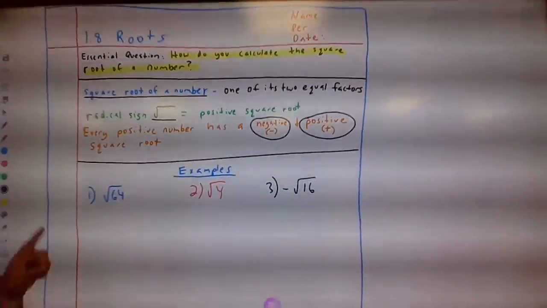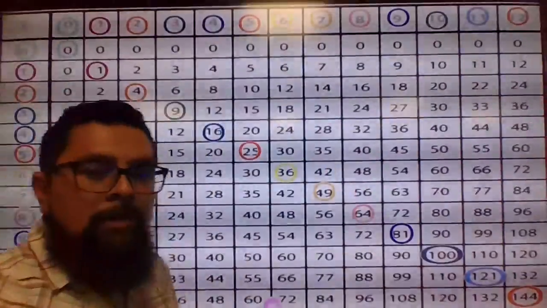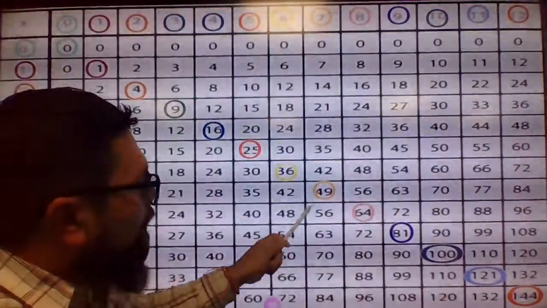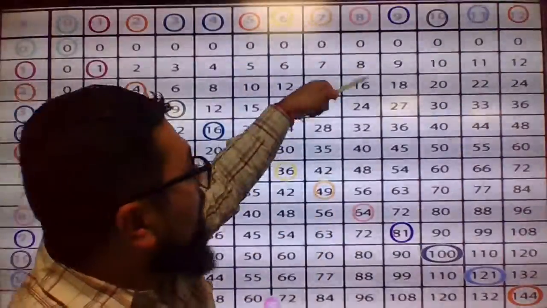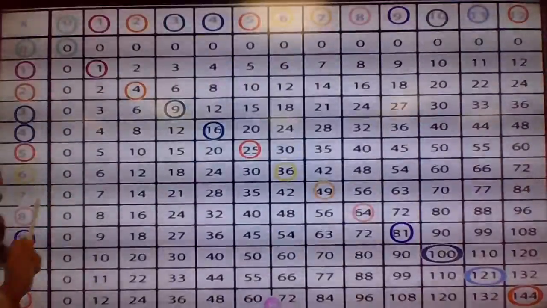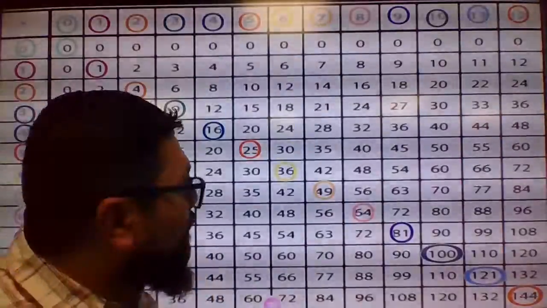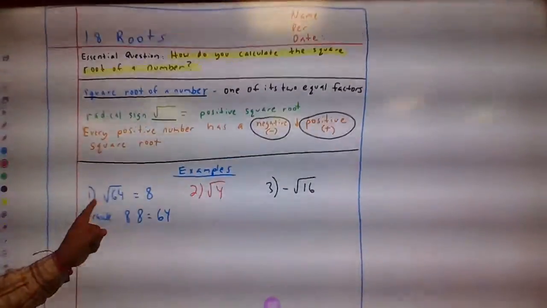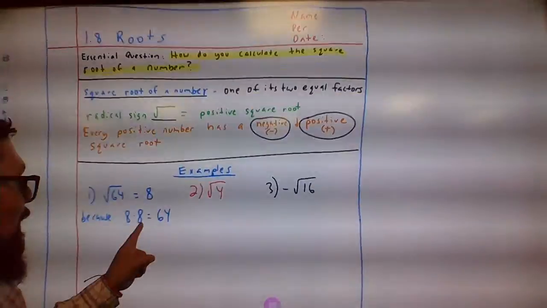For the first one, let's use that table. Let's find 64. We already circled all these, so let's find 64. There it is. Let's see if these are the roots of it. The root of 64, one is 8, and the other one is 8. Because they are the same, this is the square root of 64. So the square root of 64 equals 8 because 8 times 8 equals 64.